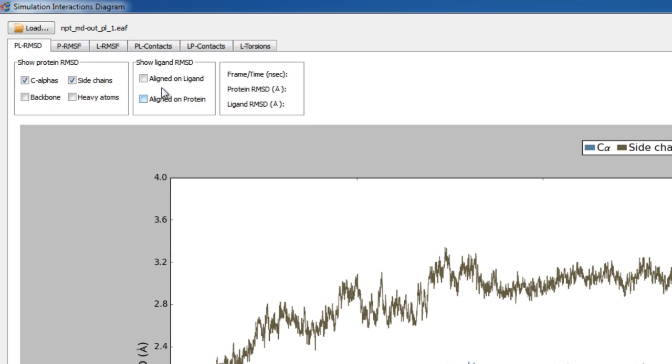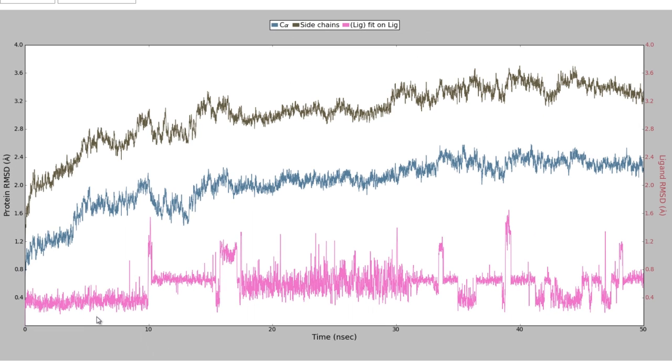Now, let's also show the ligand RMSD. We'll choose aligned on ligand, as that corresponds to superpositioning or fitting, as well as measuring the RMSD using the ligand heavy atoms, as opposed to measuring the ligand RMSD but using the protein heavy atoms for superpositioning/fitting. Now, the ligand RMSD gives some insight into how stable the ligand is with respect to the protein binding pocket.